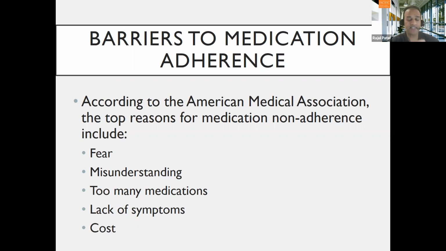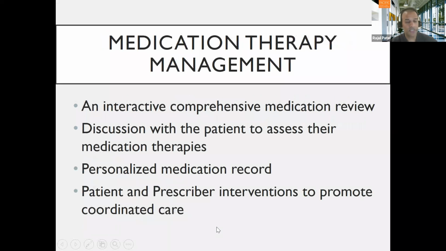And then cost is the primary barrier to medication adherence. Physicians will write medications. They might be the ideal medication for that patient, but when they go to the pharmacy and it's run through the insurance and the copay comes back at $150, I guarantee you not everyone's getting that medication filled, right? And so then they're not taking that medication, and of course that can impact their health.